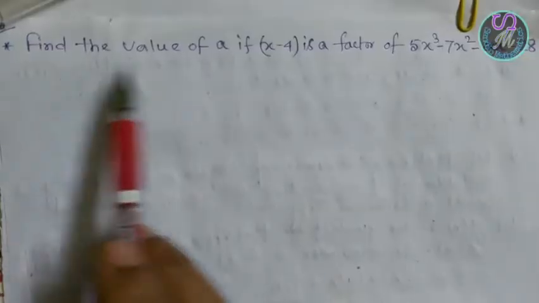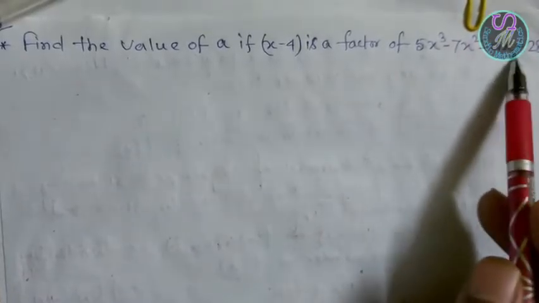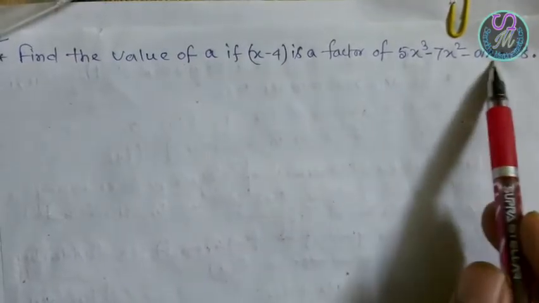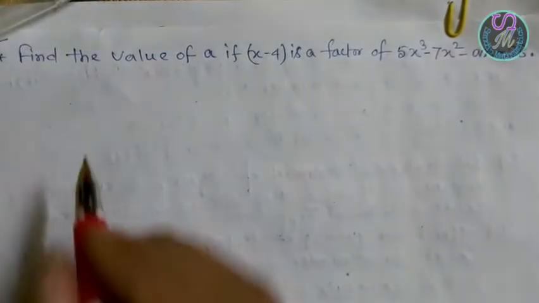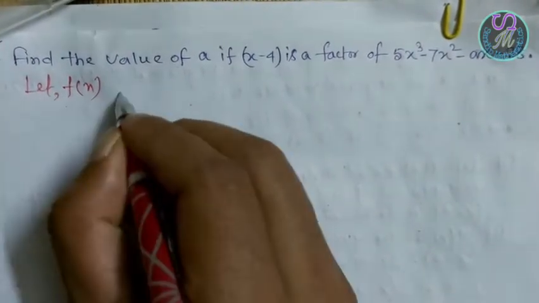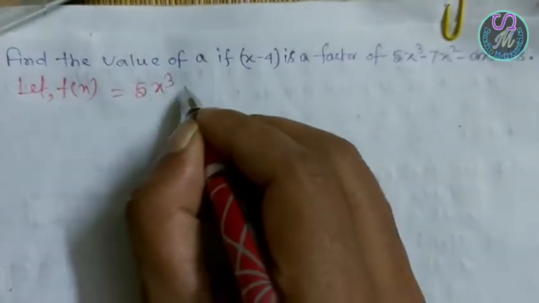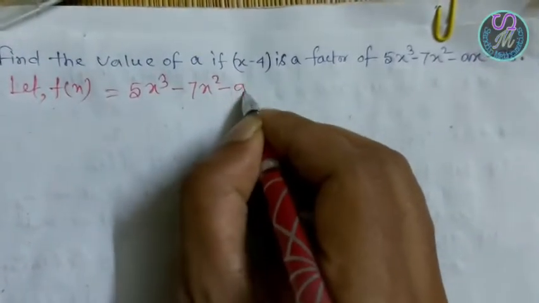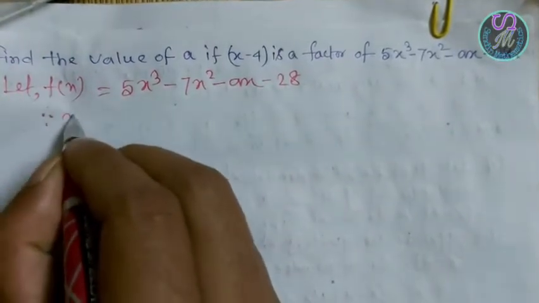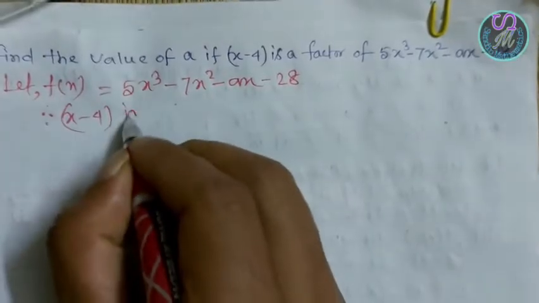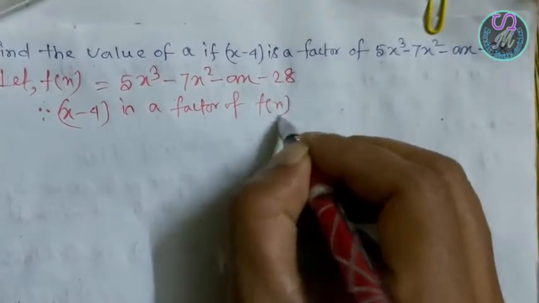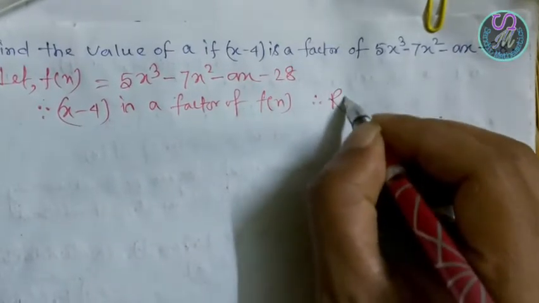Okay, next sum. Find the value of a. Here a is some unknown quantity for which x minus 4 is a factor of the given polynomial. So at first the given polynomial can be represented as f(x). Let f(x) equal 5x cube minus 7x square minus ax minus 28. Now since x minus 4 is a factor of f(x), the remainder must be 0.